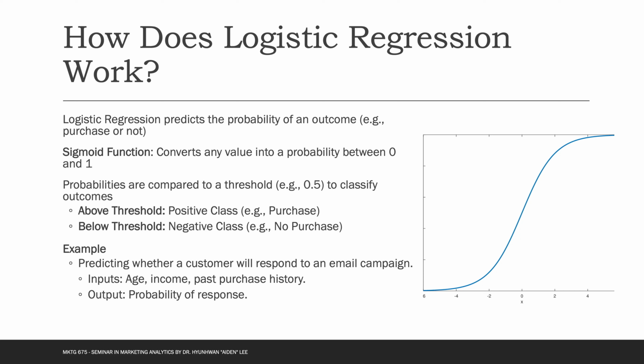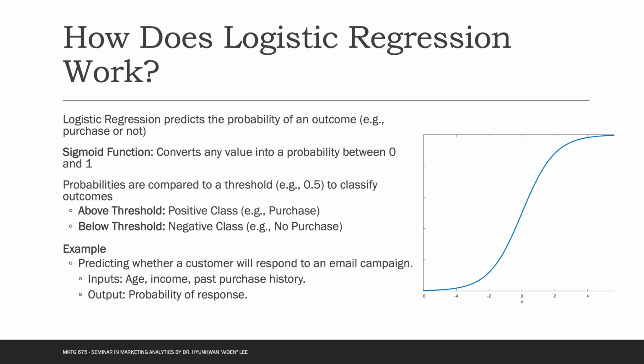Now, we look at how logistic regression actually works in practice. Logistic regression predicts the probability of an outcome, such as purchase or no purchase. First, the model creates a numeric score from the inputs. Then it passes that score through the sigmoid function, which turns any real value into a number between 0 and 1 that we can read as a probability. Next, we compare that probability to a threshold, often 0.5. If the probability is above the threshold, we predict the positive class, for example, purchase. If it is below the threshold, we predict the negative class, no purchase.